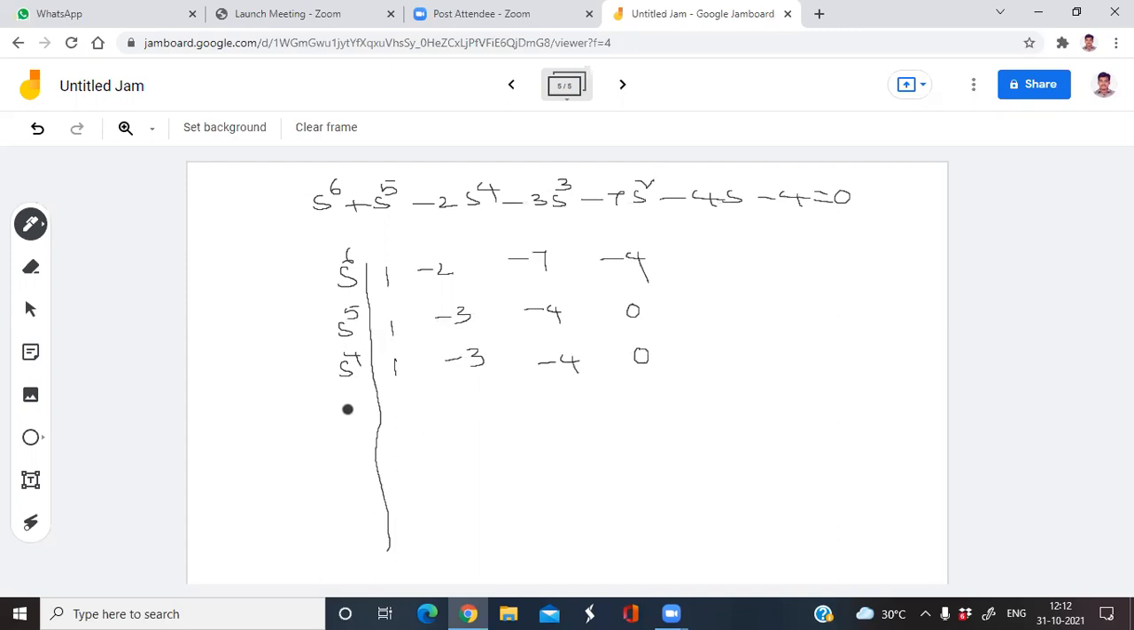Next I want to write s^3. For s^3, these two are the same, right? Whenever these two are the same, automatically you will get 0. 0 here, 0 here, 0 here. So the entire s^3 row is 0. At that time you have to write the auxiliary equation.